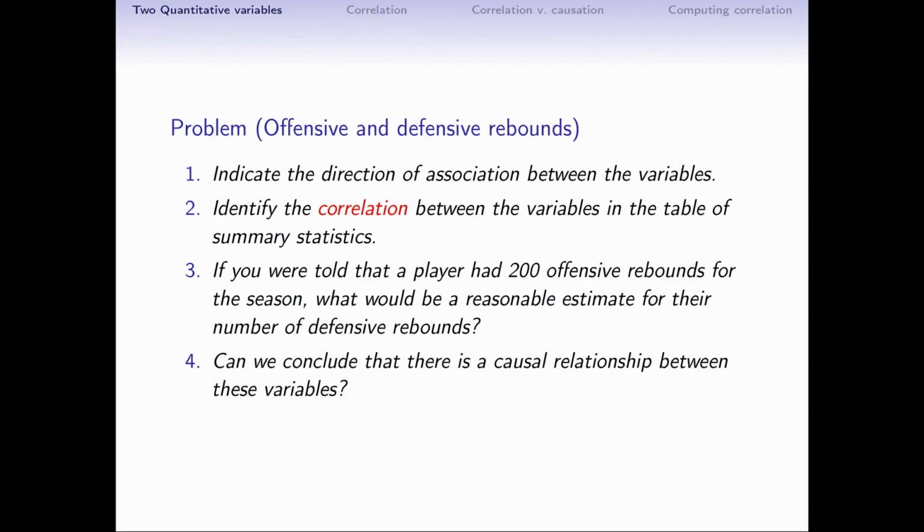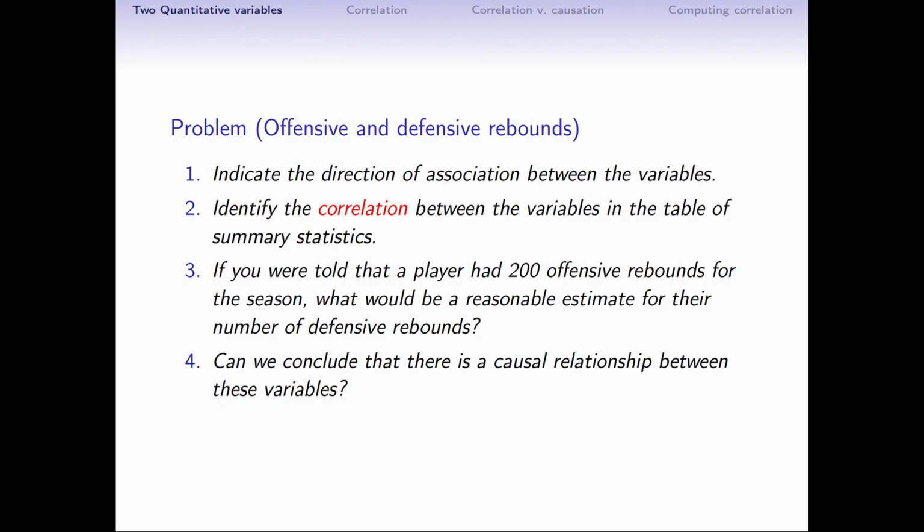Let's look at our first task. We're asked to indicate the direction of association between the variables. And let's just briefly review what the direction of association pertains to. So we would say that there's a positive association between a pair of variables if an increase in one variable is met by a sympathetic increase in the other variable. We would say that there is a negative association, or a negative direction of association, between two variables if an increase in one variable is met by a sympathetic decrease in the other variable.